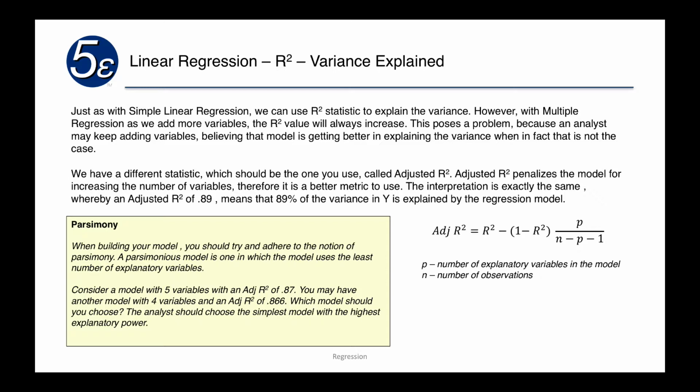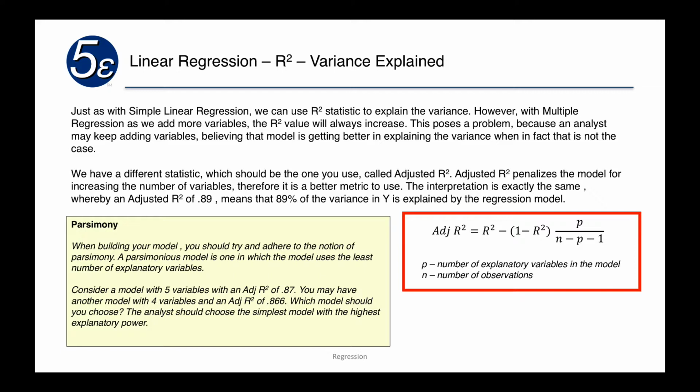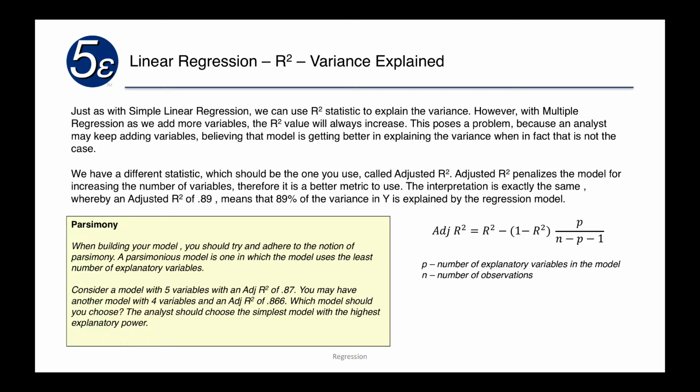The formula on the right shows that it's R squared minus (1 minus R squared) times p over n minus p minus 1, where p is the number of explanatory variables in the model, and n is the number of observations. So it's a very similar calculation, using the specific components, but it's penalizing you for using extra variables.